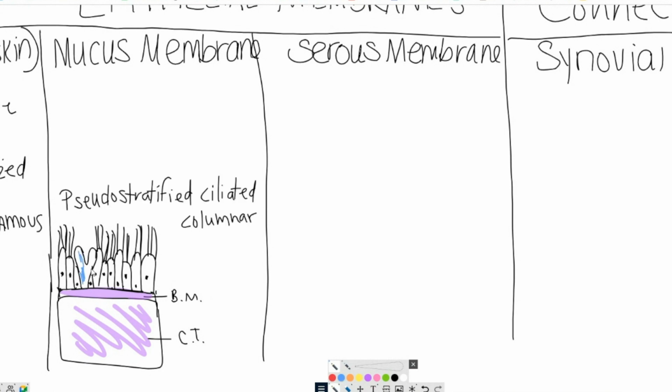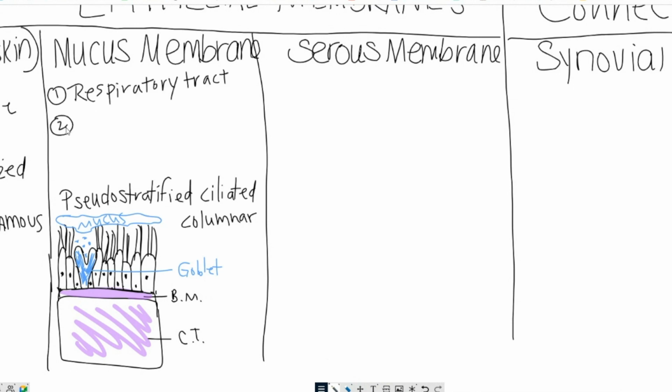In addition, let's signify our goblet cell. The goblet cell is going to produce and secrete mucus. And that's going to give us a layer of mucus on top of these cells, which allows for protection, catching of debris, and then the body will use the cilia to sweep that area clean and clear of the dust and debris. We find these membranes in the respiratory tract, and we find simple columnar epithelium in the GI tract.